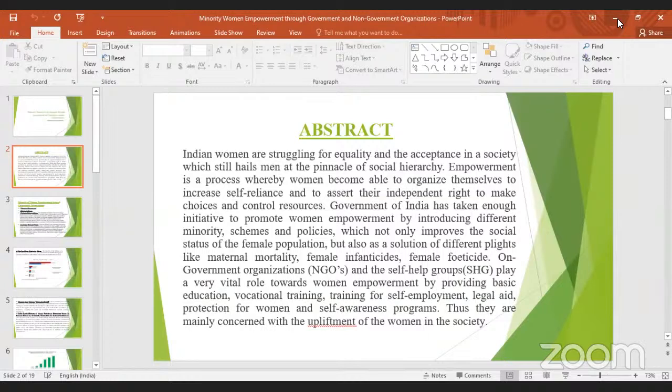Ma'am, here I have talked about the NGO, non-governmental organization. So basically, NGOs work a lot for women by creating their small self-help groups, where in those self-help groups, a lot of vocational trainings are provided to them for their small earnings.